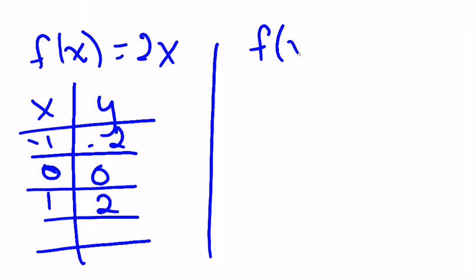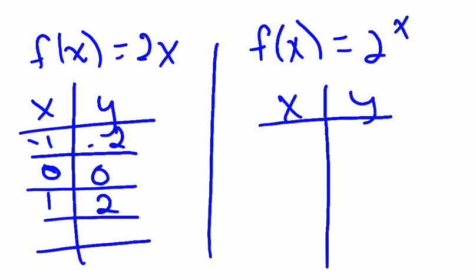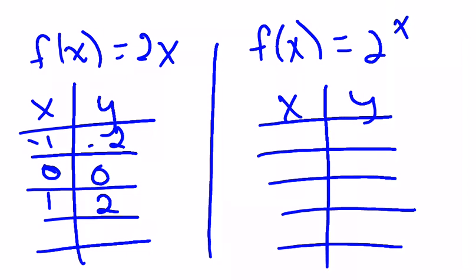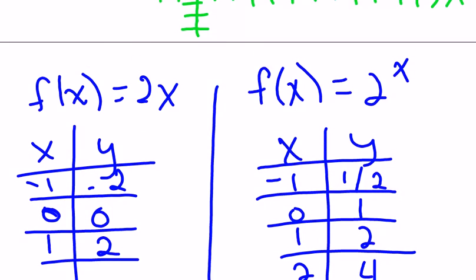Same thing with the other equation, 2 to the x. We can make an xy chart and pick numbers so that we can plot them on the graph. So if I plug in -1, 2 to the -1 is 1/2. Remember our rules for exponents. 2 to the 0 power, anything to the 0 power is 1. 2 to the first power is 2. 2 to the second power is 4, and so on. And so we want to plot these points on our graph.